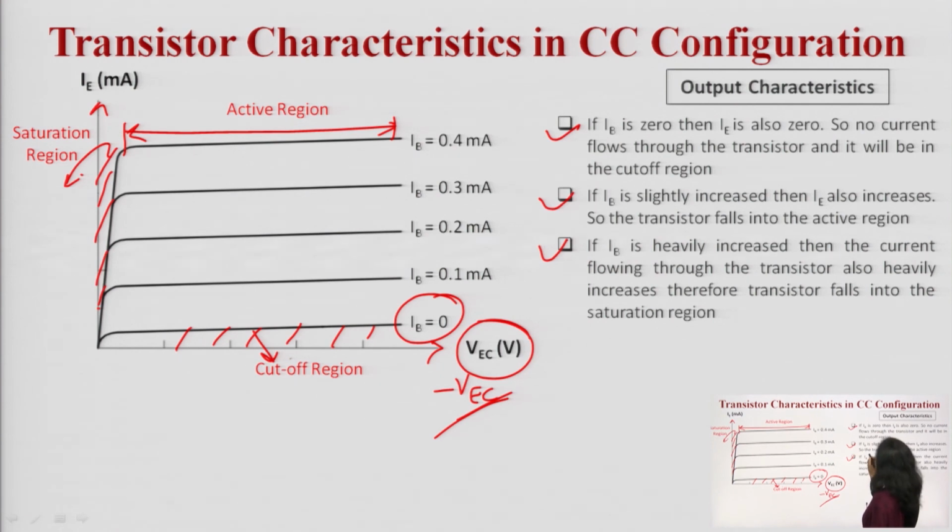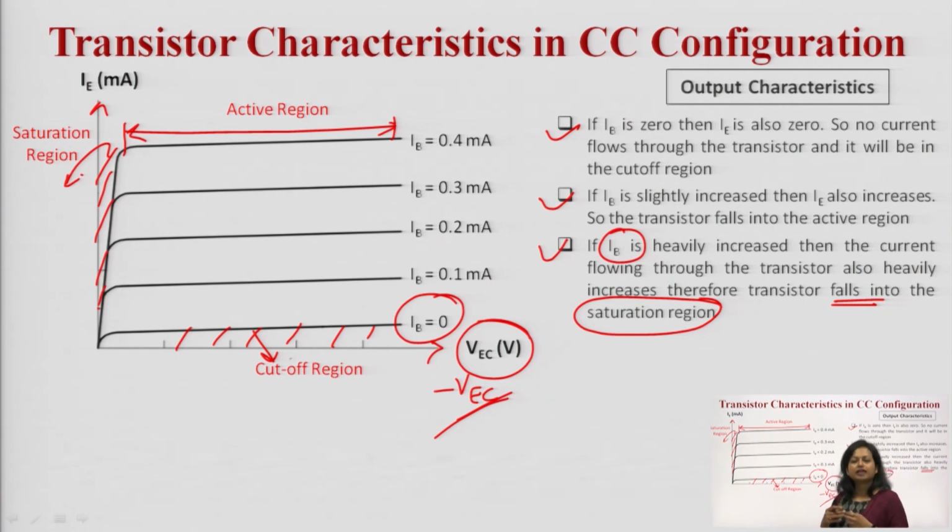You must remember, if IB is heavily increased, then the current flowing through the transistor increases and the transistor falls into the saturation region. Upon increasing more and more, it will go into saturation. So this is how you can plot this particular characteristic curve as well.